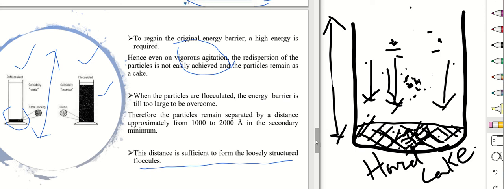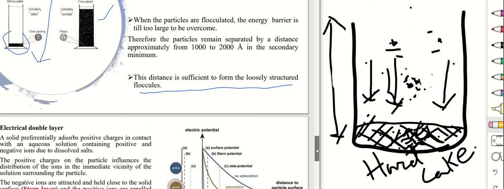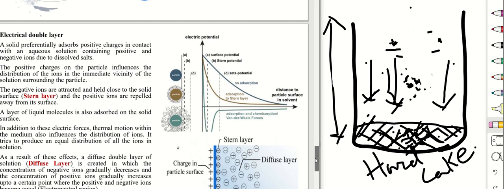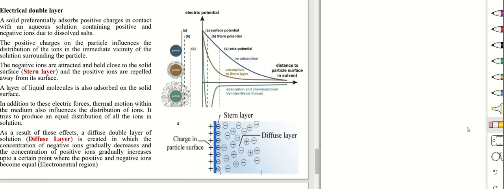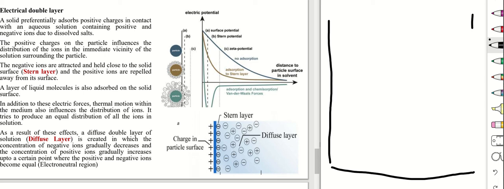So now let us discuss how we can improve the stability by considering the surface charges. It is really important. For example, it is actually really important to consider the surface charges or surface potential.